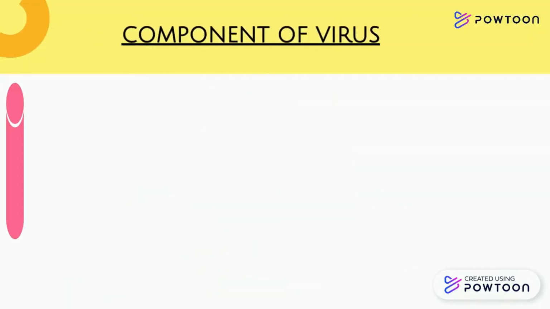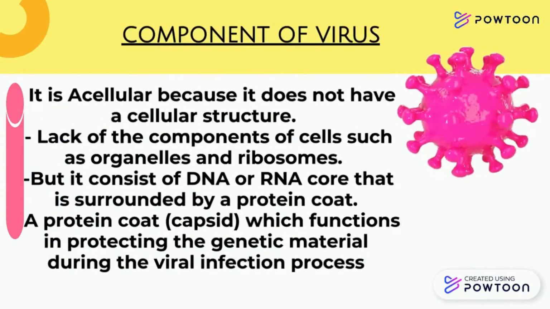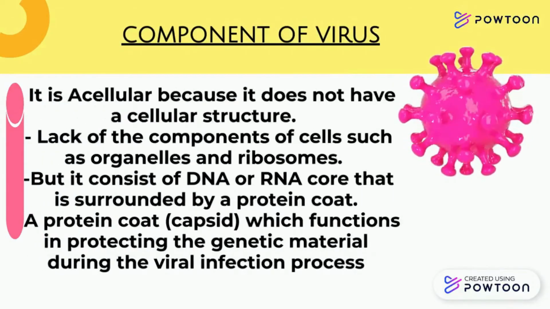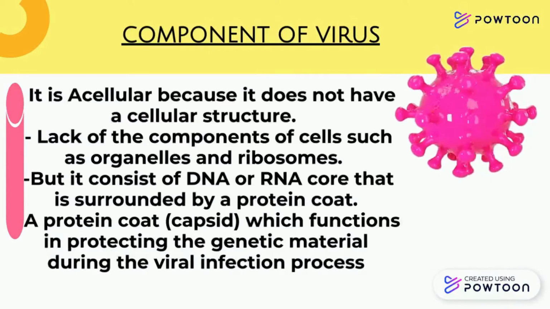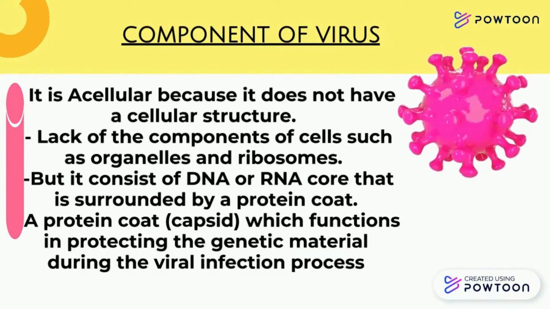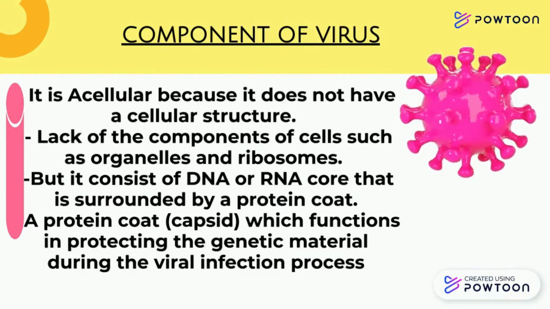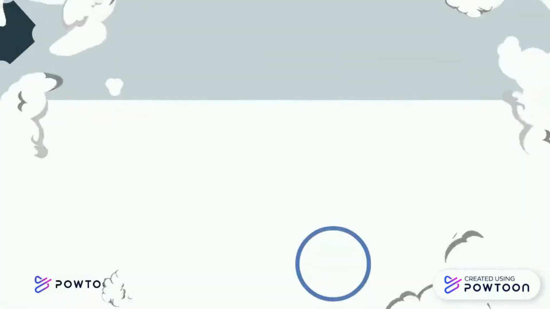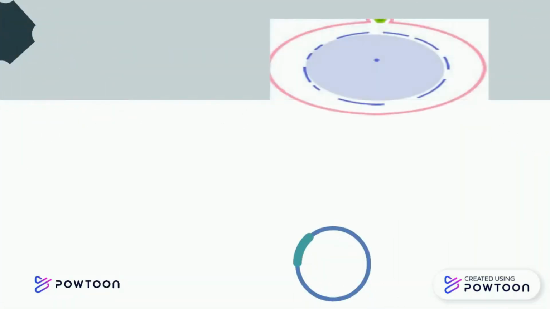What are the components of a virus? It is acellular because it does not have a cellular structure, but it consists of DNA or RNA that is surrounded by a protein coat or capsid that functions to protect the genetic material during the viral infection process.